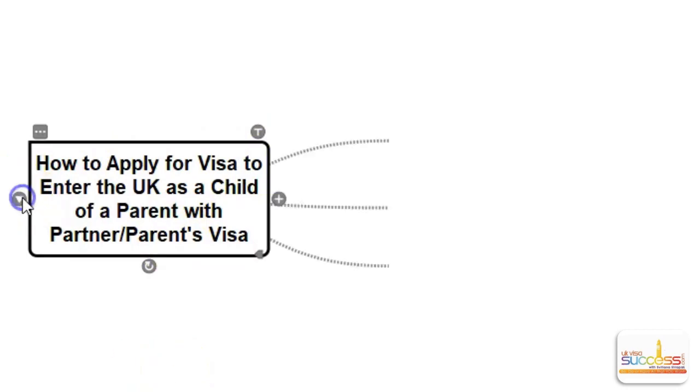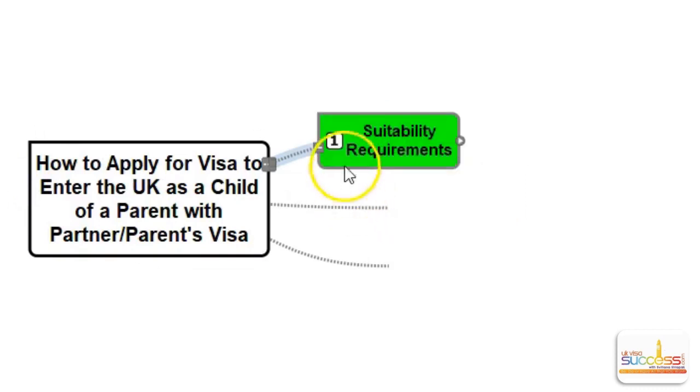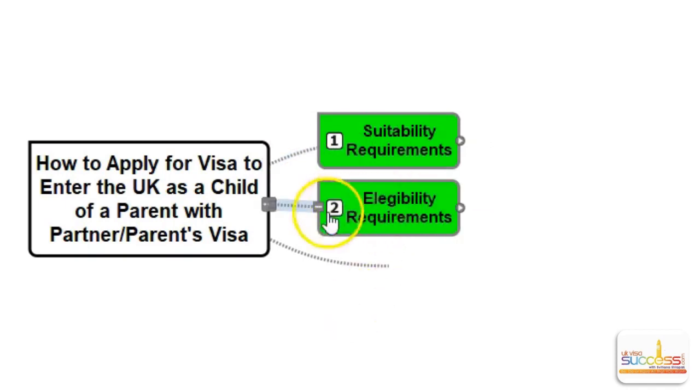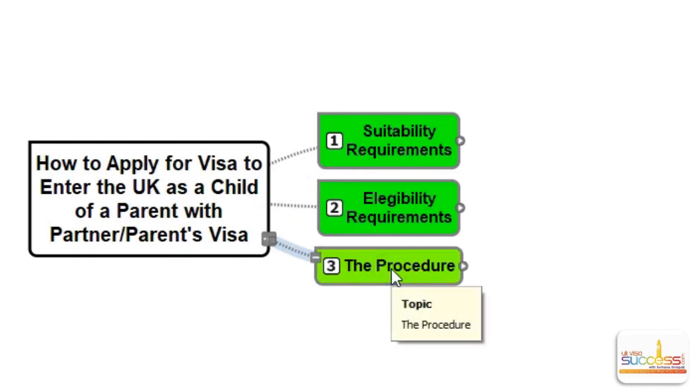There are three key elements to a visa application. The first one is the applicant, the child, will need to meet the suitability requirements. The second one, they need to meet the eligibility requirements, and the last one, they need to follow the correct procedure in order to succeed with their application.